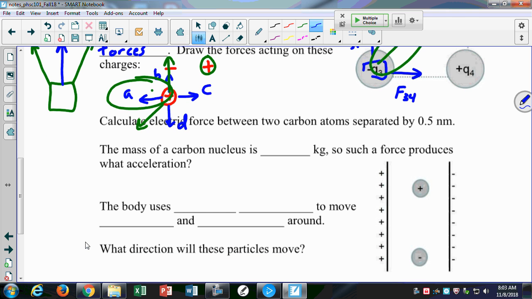We can calculate the electric force. I'm not going to ask you to do this on the test, but let's just calculate it so you get an idea of the magnitude of the forces. So I have two carbon atoms that are separated. Actually, no, we're not going to do that. I don't think it's even that useful. Let's just skip this. We don't need to worry about that.